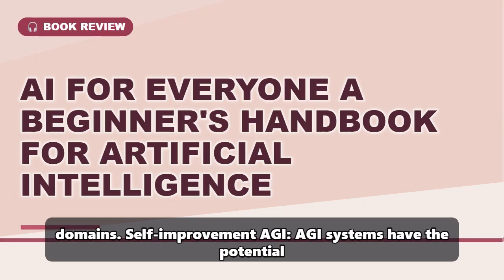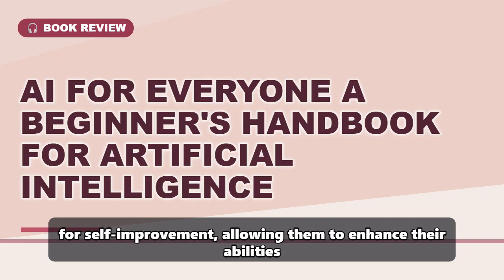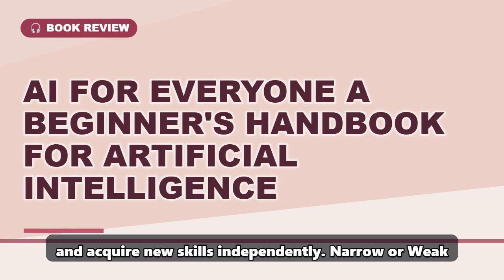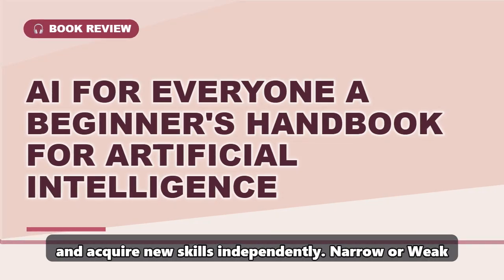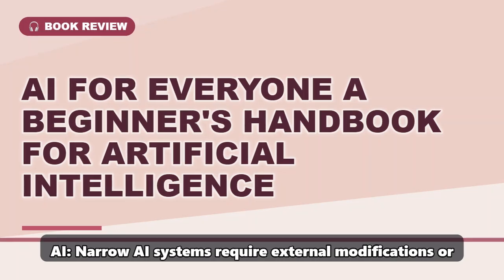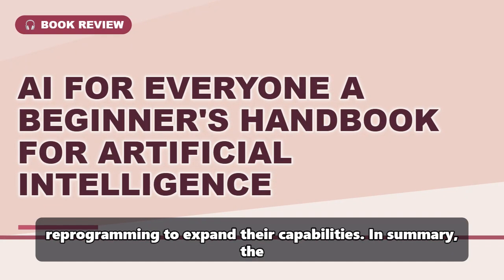Self-improvement. AGI systems have the potential for self-improvement, allowing them to enhance their abilities and acquire new skills independently. Narrow or weak AI: narrow AI systems require external modifications or reprogramming to expand their capabilities.